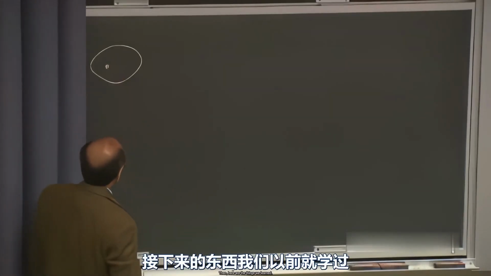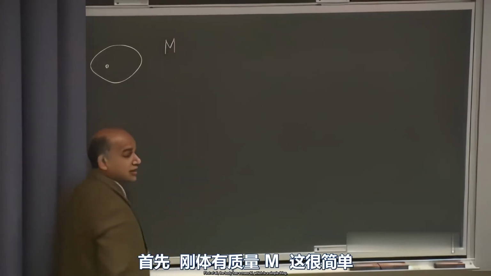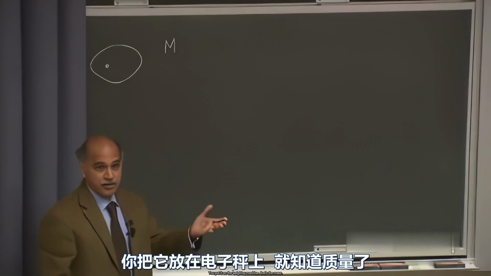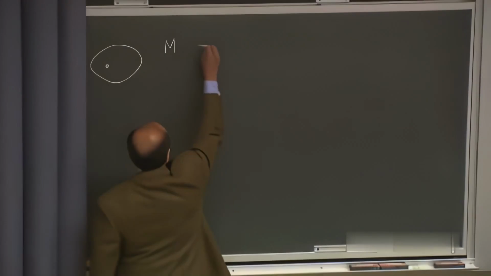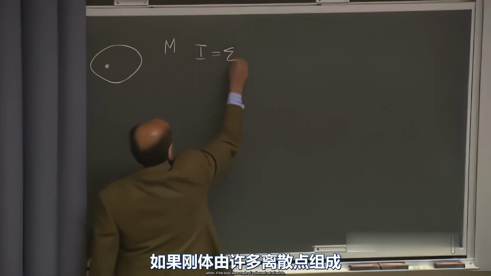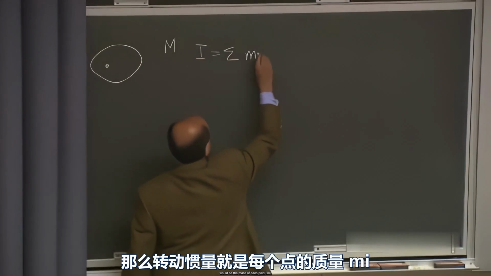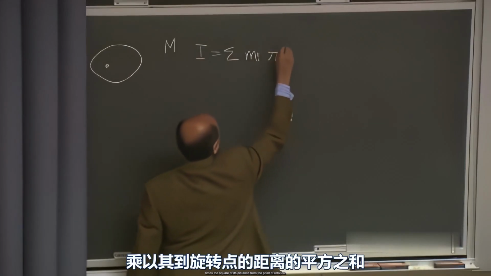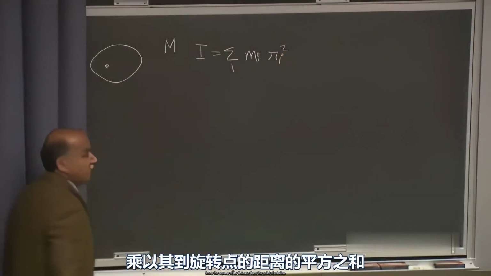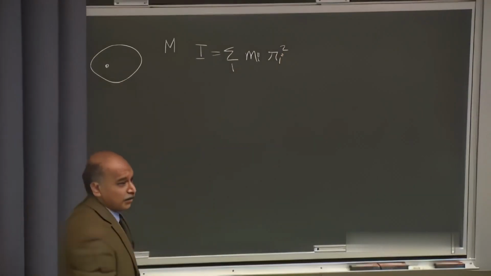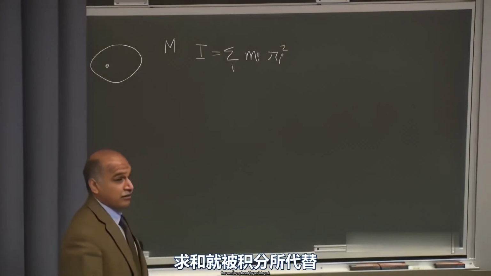Then here are the things we learned. First of all, the body has a mass m, which is the simple thing. You put it on a weighing machine, that's the mass. Then it has a moment of inertia, which if the body were made of a discrete set of points, would be the mass of each point, m sub i, times the square of its distance from the point of rotation. For a continuous distribution of matter like this one, the sum is replaced by an integral.